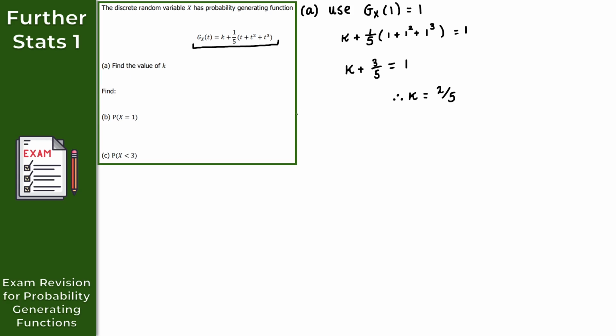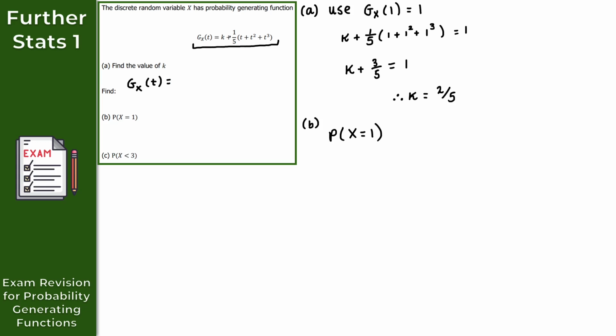Now for part B then. It asks us to find the probability that our random variable x here is equal to 1. So the probability x is equal to 1. How do we do this here? Well, the first thing that I do is rewrite this PGF. Obviously, we just need to replace k with 2 over 5. And I'd also just expand this bracket here. So altogether, what we have here is g of x in terms of t.